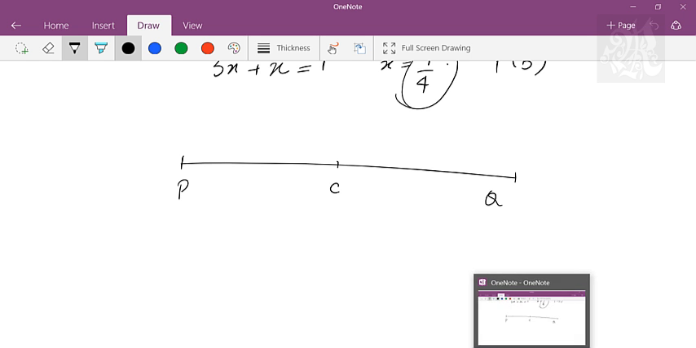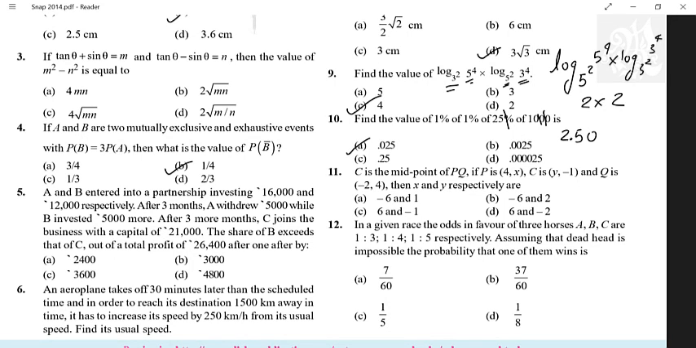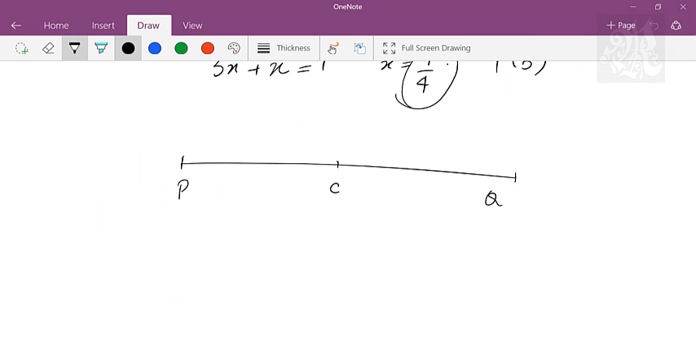So let's go back to that question. If P is 4, comma X, C is Y, comma minus 1, and Q is minus 2, comma 4. So very simple. 4 and minus 2. These are the X coordinates of P and Q. So it is 4 here and minus 2 here. So C will have X coordinate as the average of these two. So 4 minus 2 is 2. 2 by 2 is 1. So C's X coordinate is going to be 1.